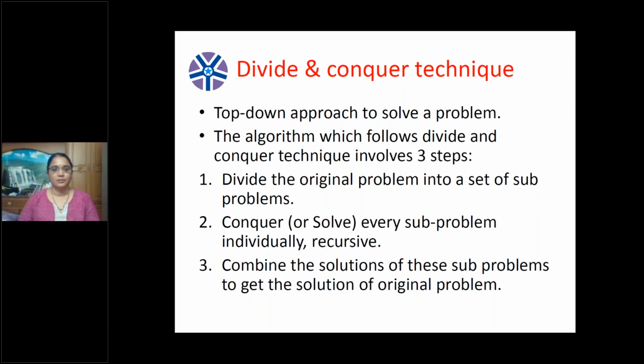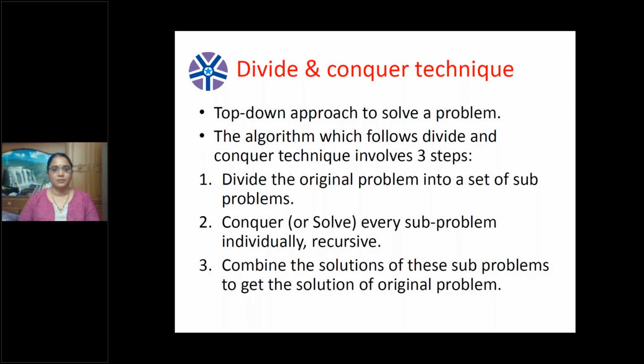The algorithm which follows the divide and conquer technique involves 3 steps. Here, what are those 3 steps? First, divide the original problem into a set of sub-problems. Here we'll take a complex problem and divide it into a set of sub-problems. Next, we conquer. Conquer is nothing but solving those sub-problems. Here we solve every sub-problem individually. And we combine all the solutions of the sub-problems and get the solution to the original problem. This is the methodology used in the divide and conquer method.